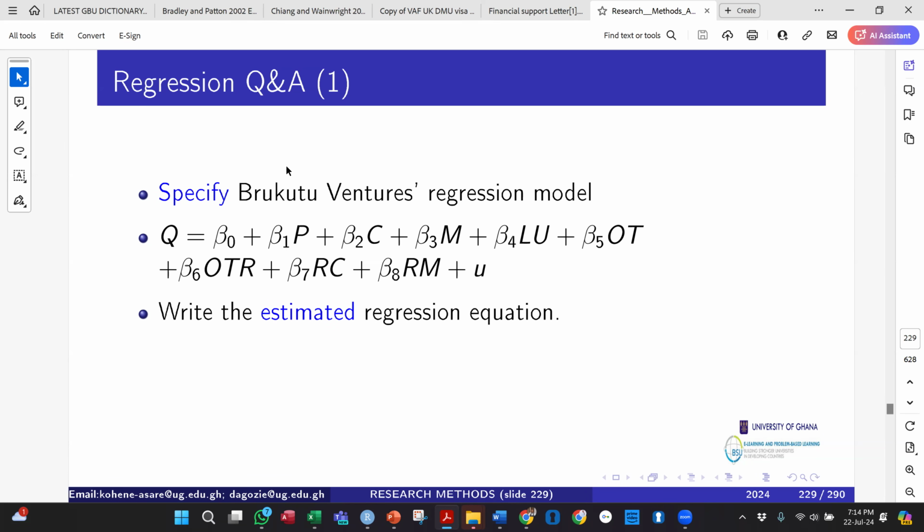The estimated equation is different from the regression model. You guys remember the difference? We looked at that difference last time. Do you remember the difference between the estimated regression model and the specified regression model? We indicated that there are two main differences between the estimated and the specified. Who remembers?